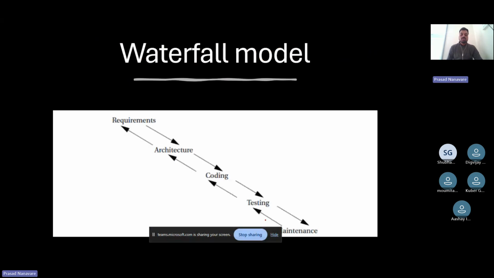Requirement architecture, coding, and testing. So this is basically the basic flow of any software development. And since embedded is software plus hardware, we need to know the basic flow so that the same can be implemented on the hardware part, and then it will be done.